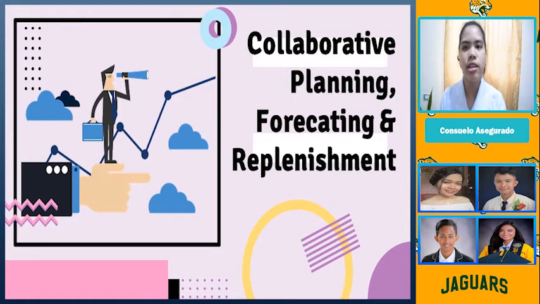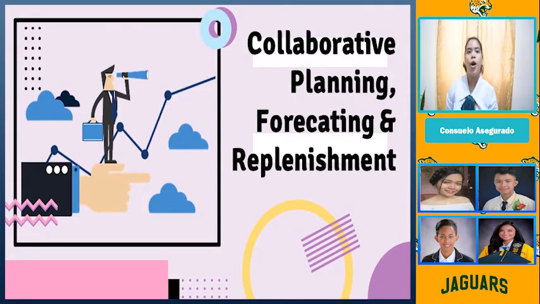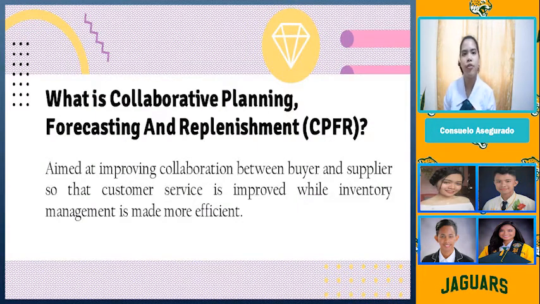I am Consuelo Sigurado, and I'm about to discuss collaborative planning, forecasting, and replenishment, or in short, CPFR. What is CPFR? CPFR links sales and marketing business practices to supply chain planning and execution processes that combine the intelligence of multiple trading partners in the planning and fulfillment of customer demand. It increases availability to the customer while reducing inventory, transportation, and logistics costs.